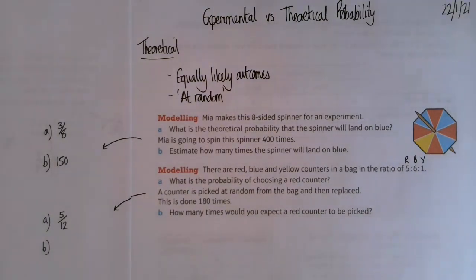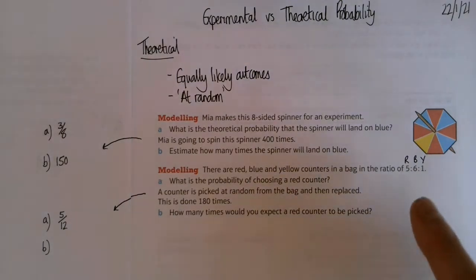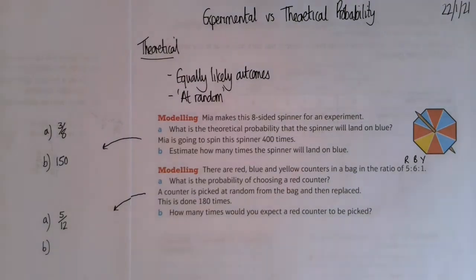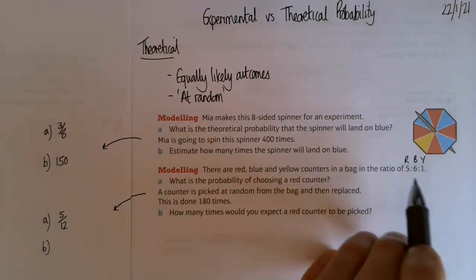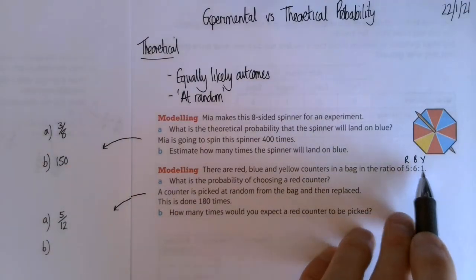If there were, then 5 of them would be red, but it might be 24 counters in the bag, in which case 10 of them would be red. Or it might be 120 counters in the bag, so 50 of them would be red. So all we know from the ratio is that 5/12 of them are red. Just be clear on where the 12 comes from. That's the total number of shares.